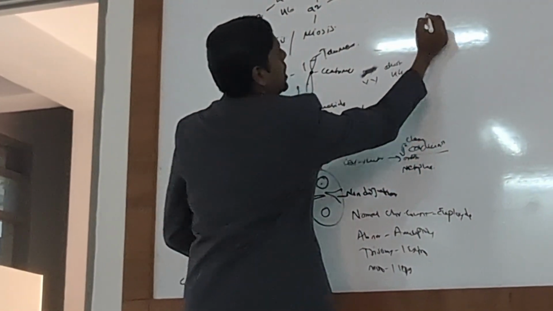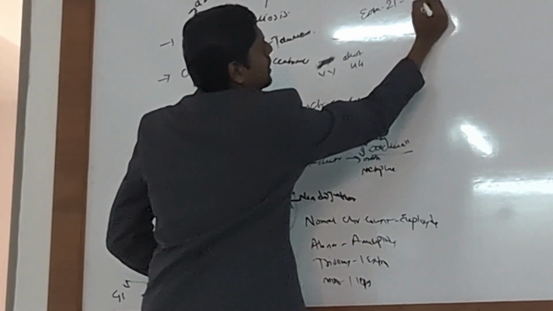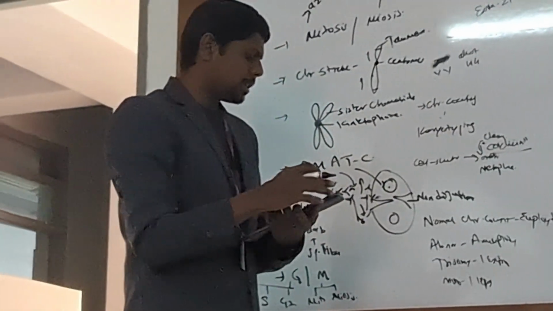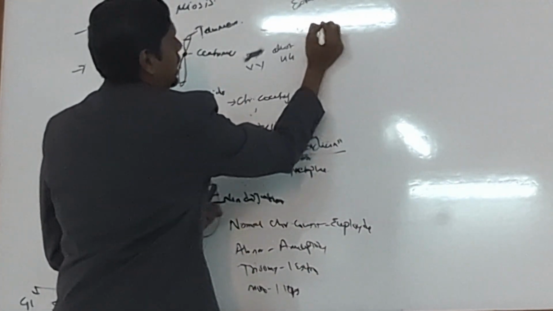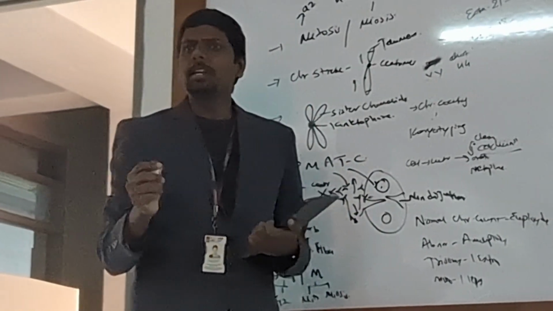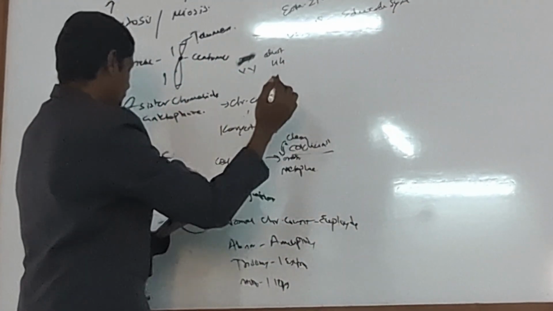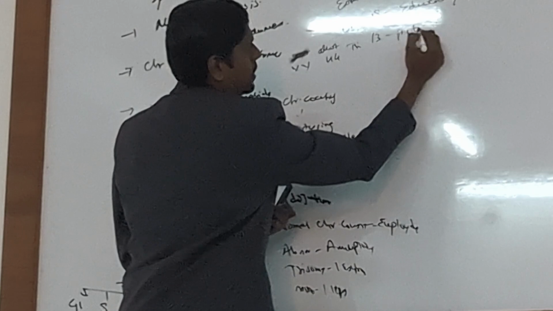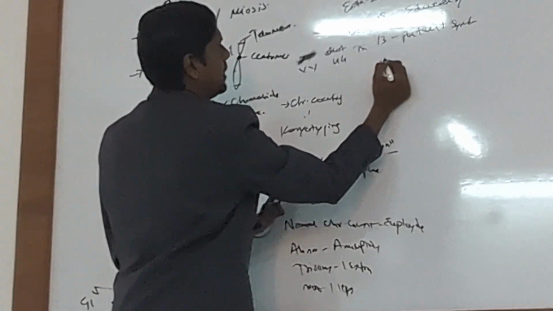If there is an extra 21 chromosome, this is called Down syndrome. An extra 21 chromosome is called Down syndrome. If there is an extra 18 chromosome, when I say extra, I mean trisomy, trisomy of 18 leads to Edwards syndrome. Then trisomy of 13 leads to Patau syndrome. Write down all these things.